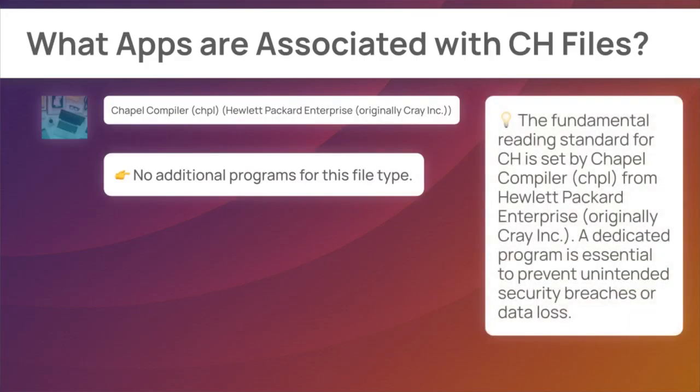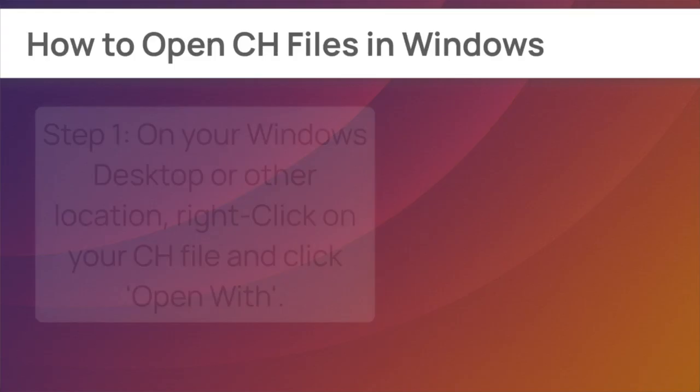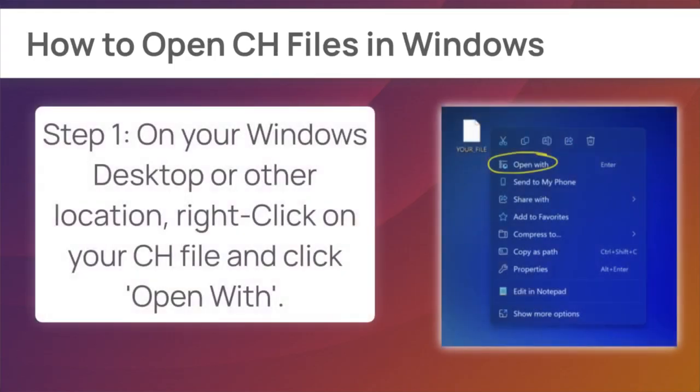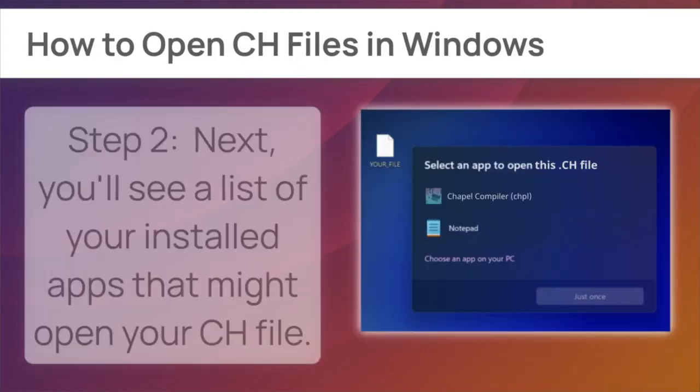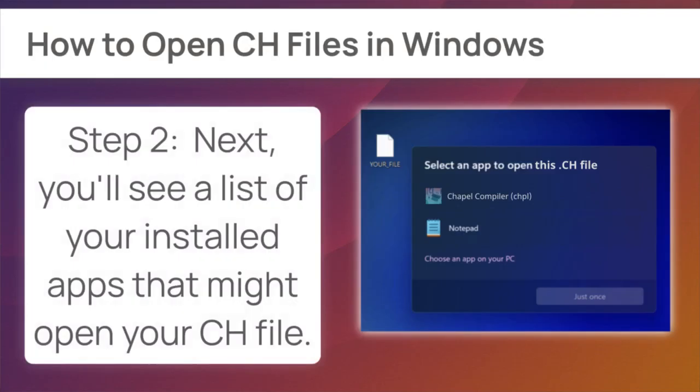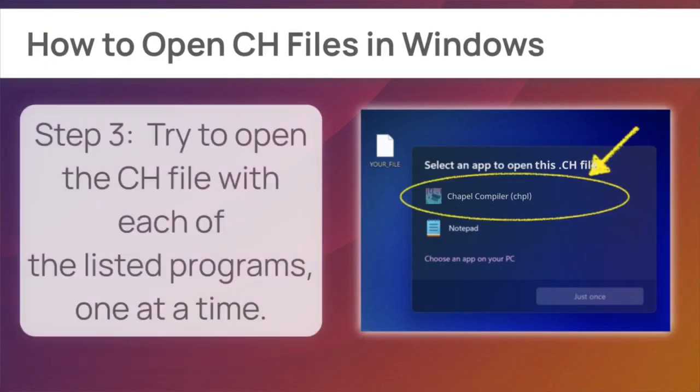Windows does not offer the necessary repair tools if the file header is damaged or malicious. Windows identifies the script as text, but its functionality depends on a matching runtime. The solution lies in finding the correct software match. Go to your CH file, right-click, and select Open With. Use Chapel Compiler, CHPL first if it is installed. If not, start testing other options until one successfully reads the file.